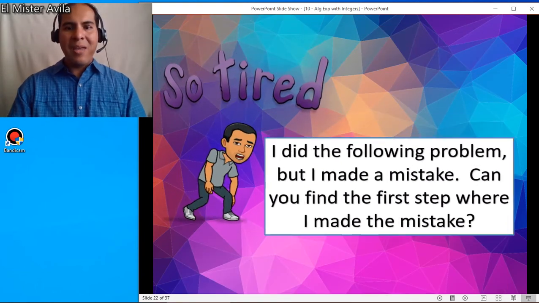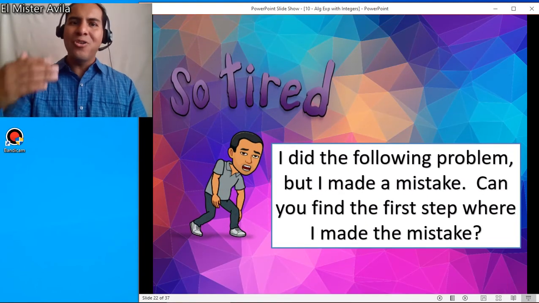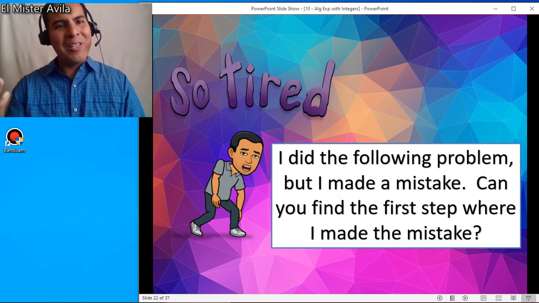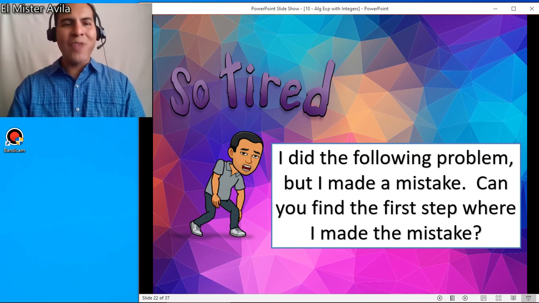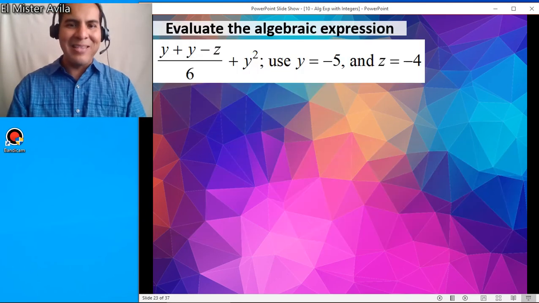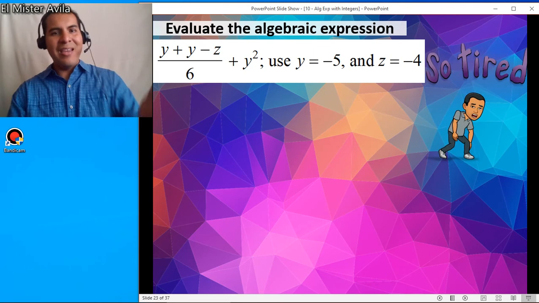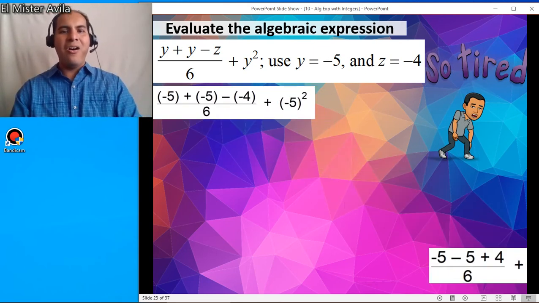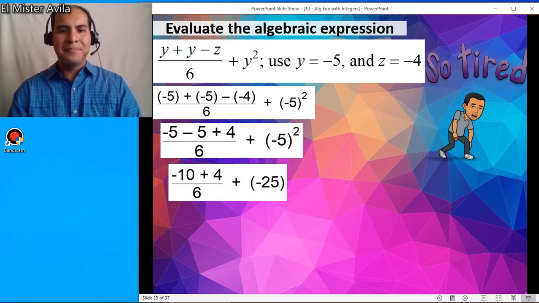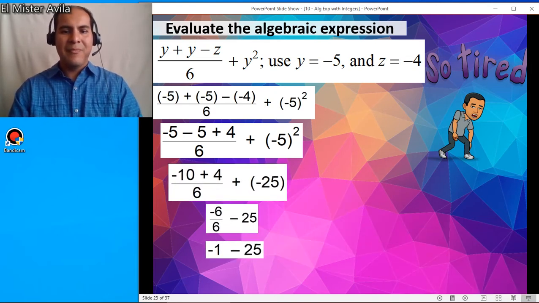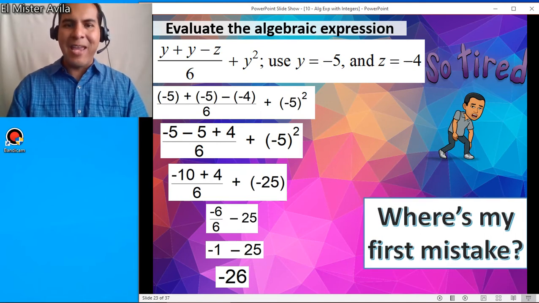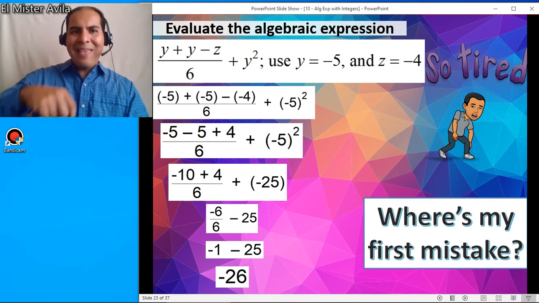But now, I made a mistake. I was so tired when I did the problem that I'm about to show you that I made a mistake. Can you please carefully look at the problem, copy it down, and try to correct it as if you were correcting my test? Here it is. Here's my algebraic expression, pretty complicated looking, and here are all my steps. I ended up with negative 26 as my answer. You should copy this down and then correct it.